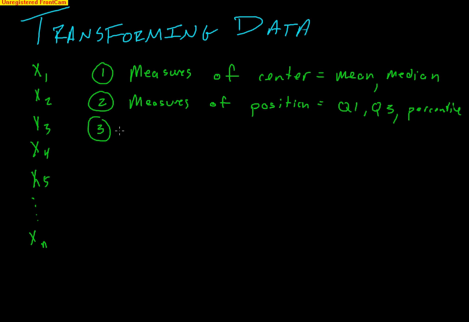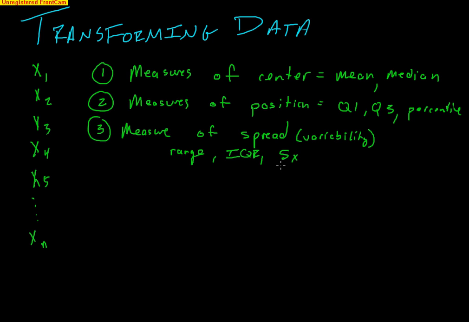And the third thing here is a measure of spread, or a measure of variability. Variability is just another fancy word for spread. Measures of variability are range, IQR, and standard deviation. Those are our measures of variability. Now, these first two, measures of center and measures of position, actually kind of go together. If you think about it, the center of your data is a position of that data. So that's why measures of center and measures of position go together. They behave very similarly. But measures of spread are very, very different.